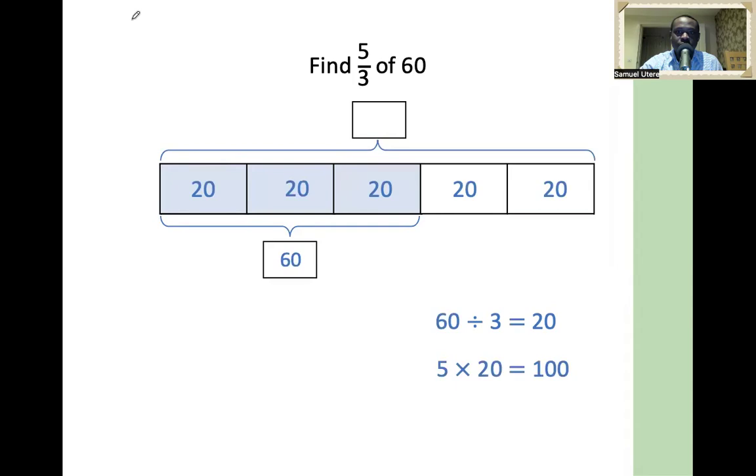And then that will be 5 lots of 20, which is 100. So 5/3 of 60 is 100.